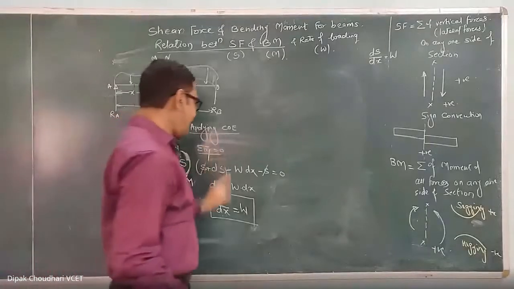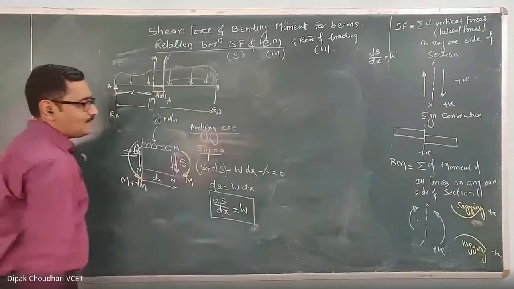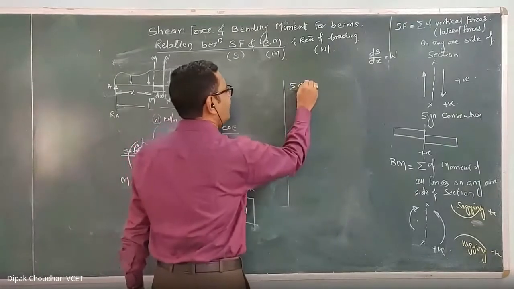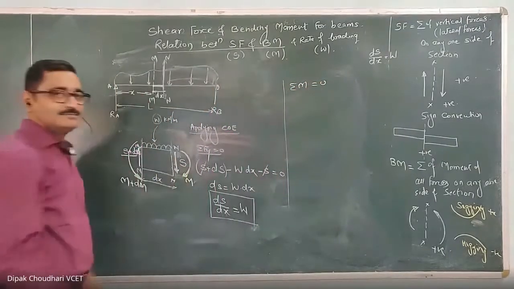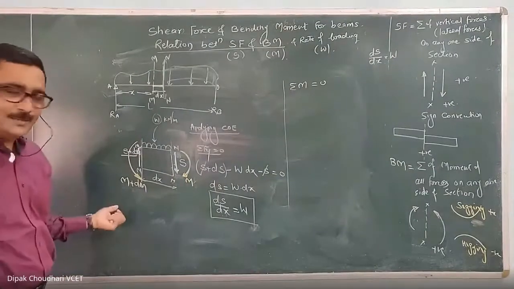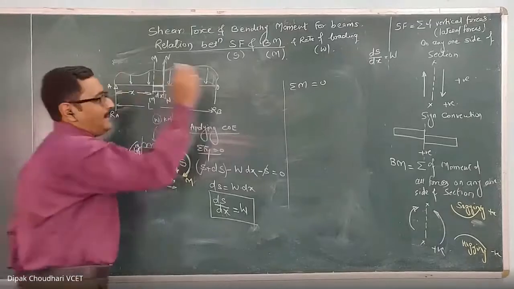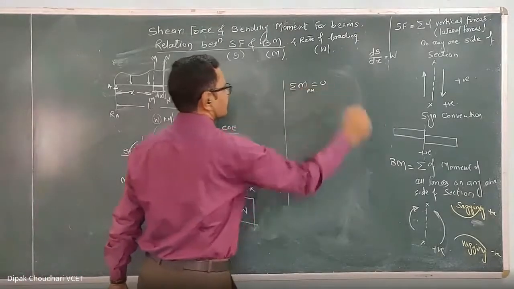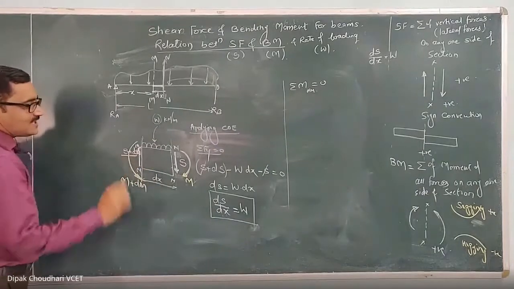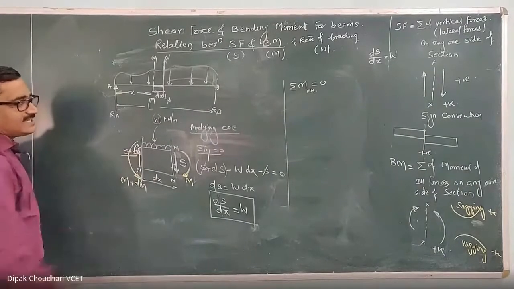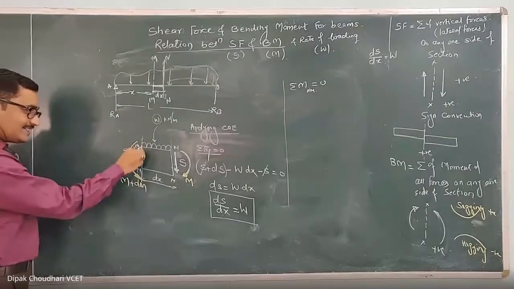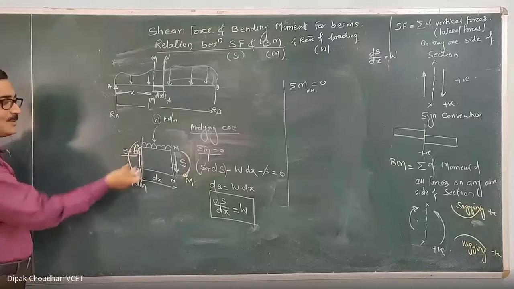Here, I have applied the condition of equilibrium, summation of Fy equal to 0. Now let's apply another condition, algebraic summation of the moment is equal to 0, because this part is in equilibrium. So let's take the moment of all the forces and the moment about any point. I am taking the moment about this section mm. What is the moment of this s plus ds? It is 0 because it is acting at this section only. So its moment is 0.